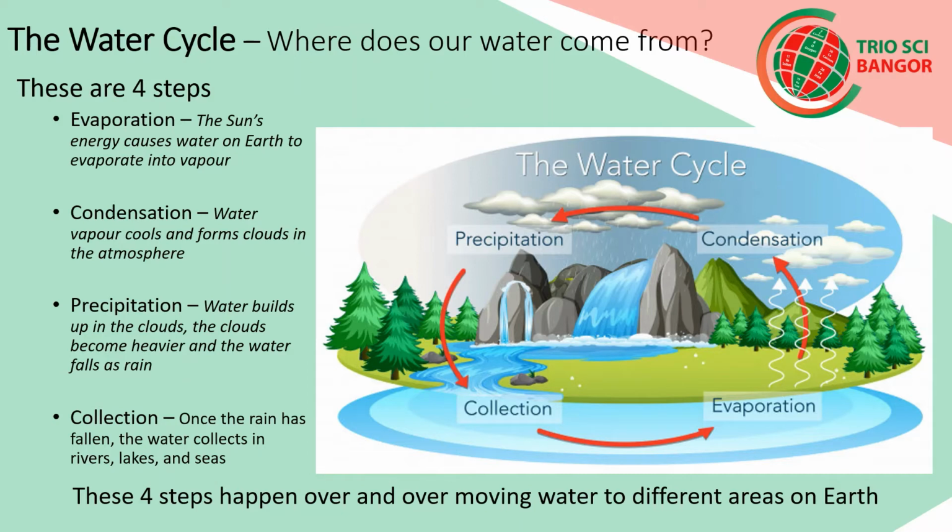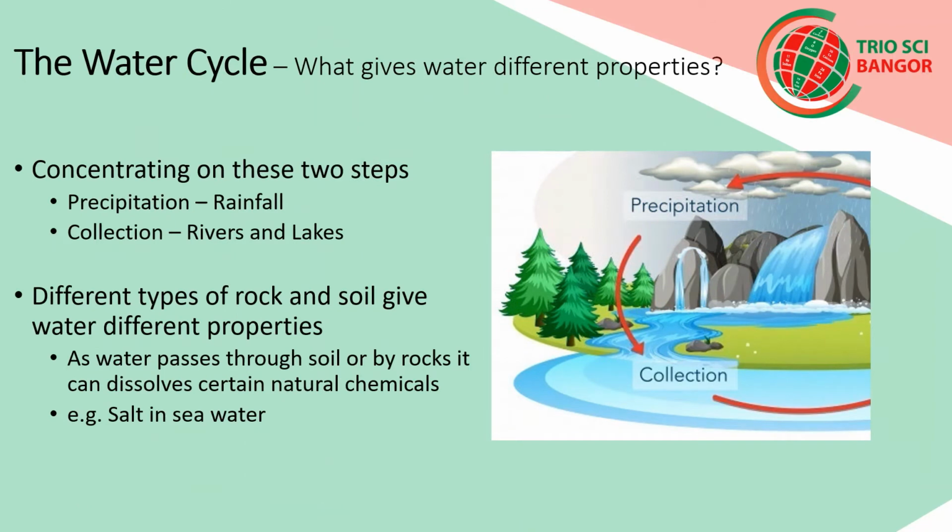These 4 steps happen over and over and cause water to move to different areas of our planet. We want to concentrate on these 2 steps, precipitation and collection, or rain and our rivers and lakes. These 2 steps are what give water its different properties. As the water falls from the atmosphere, it lands in areas with different rock and soil types. The water flows through the soil and the rocks and dissolves certain natural chemicals, like the salt in seawater.